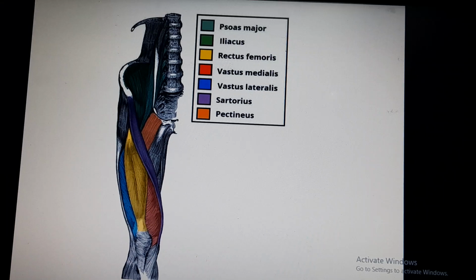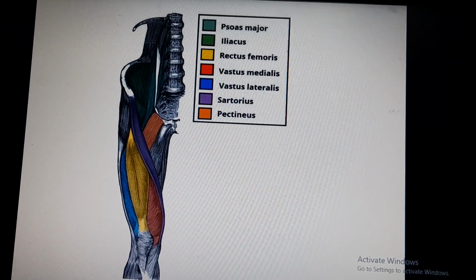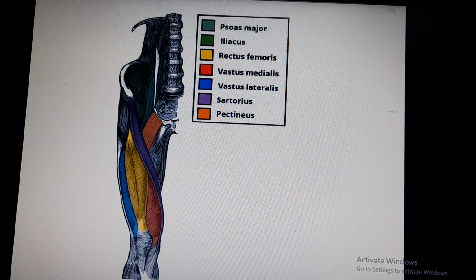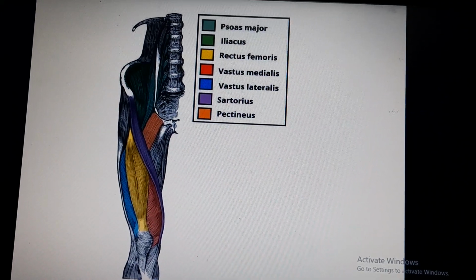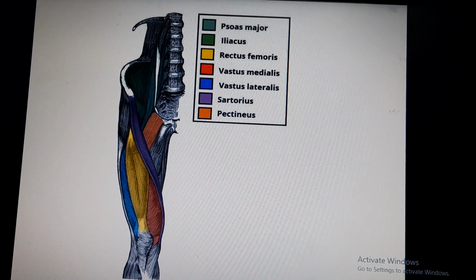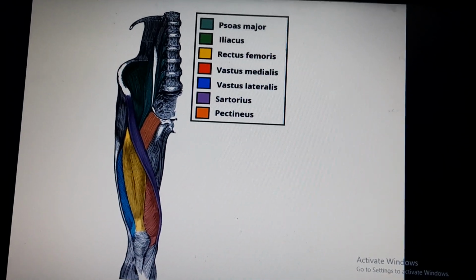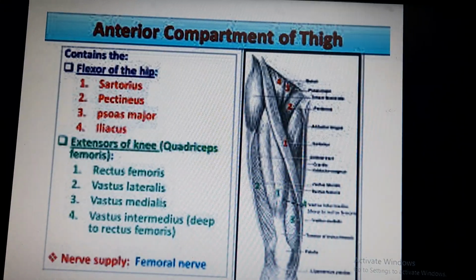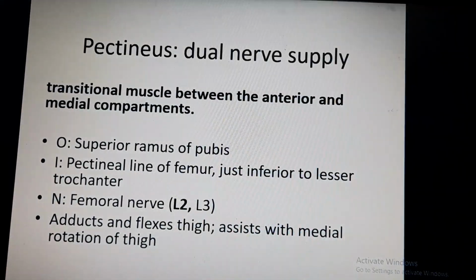So muscles of the anterior compartment are mainly psoas major muscle, iliacus muscle, rectus femoris, vastus medialis, vastus lateralis, and vastus intermedius. These are collectively called the quadriceps femoris muscle. And then we have sartorius muscle and pectineus muscle. We will discuss one by one, starting with our pectineus muscle.